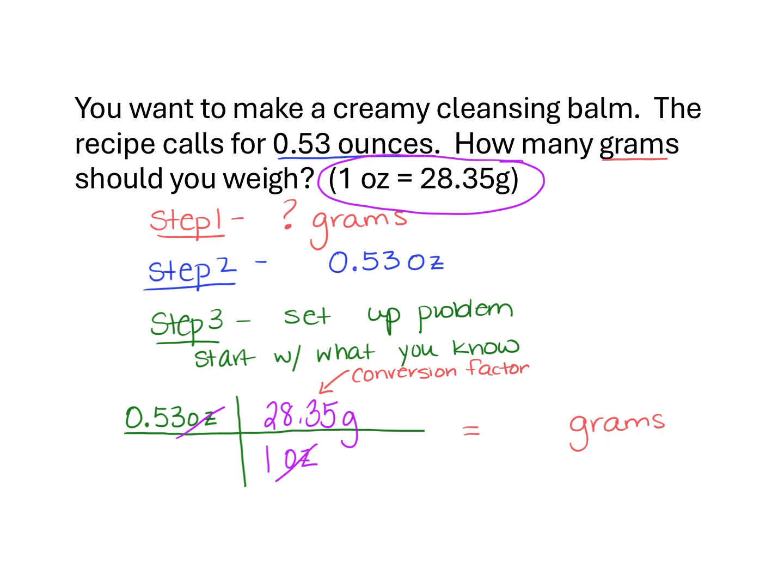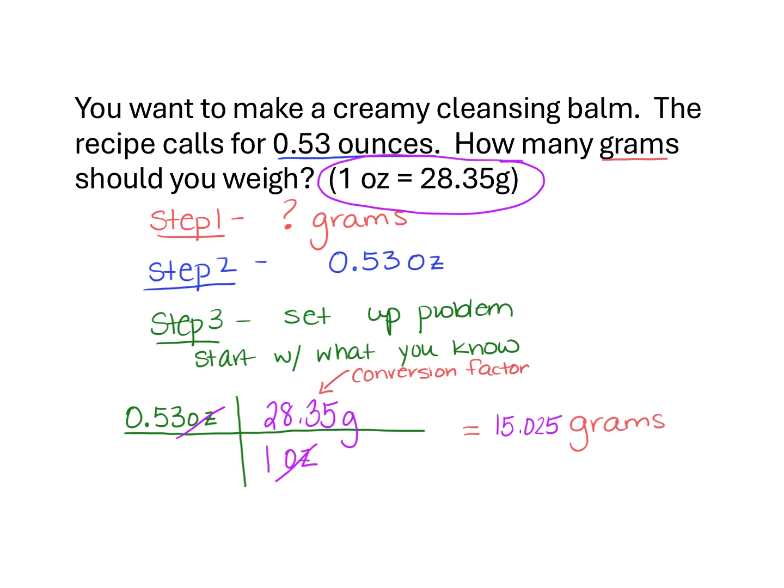So now what's left is I need to do the math. I put 0.53 in my calculator, and I multiply it by 28.35. Anything that's in the numerator, you're going to multiply. Anything that's in the denominator, you're going to divide. So you could also divide this by 1, but you would get the same answer. So when I put this in my calculator, I get 15.025 grams. But we just learned about significant figures, and we know our answer needs to be in the correct number of significant figures.